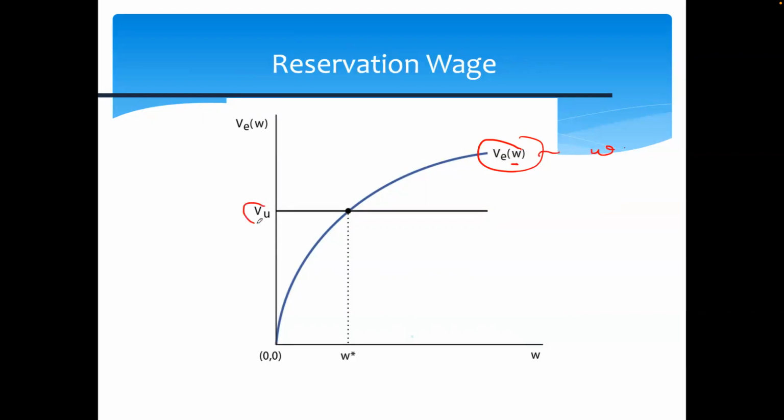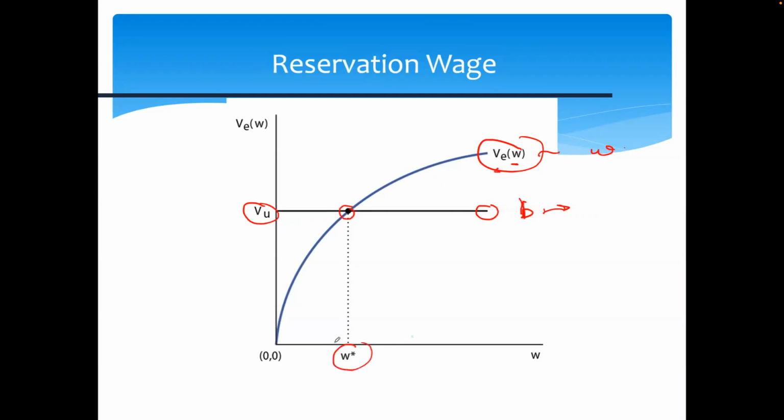Alternatively, if you stay unemployed, this is what you're going to get. First, this is coming from your benefit, like unemployment benefit. And secondly, you have some value from the potential job offer. If these two things cross each other, meaning the value of staying unemployed and the value of accepting a job are the same, meaning at this point I'm just indifferent. So that's the reservation wage.